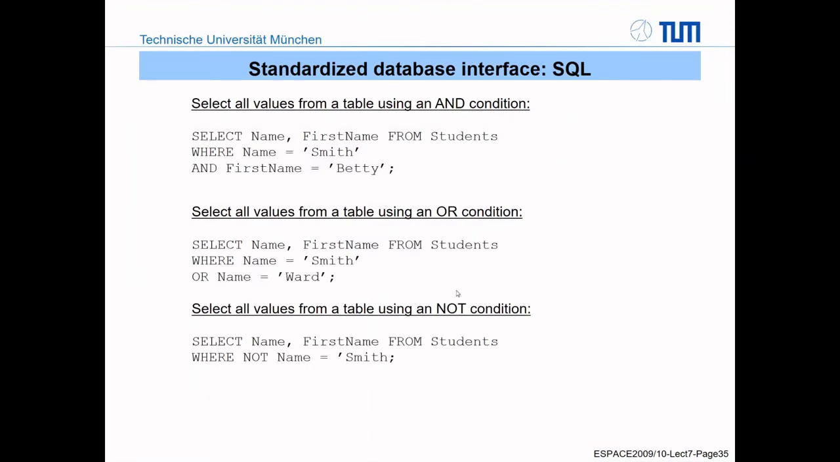If you continue with this, you can also have an AND or an OR combination, as in normal logic, or you can have a NOT combination. So all of the logical operators can be used, so AND, OR, and NOT, of course. So in this case, AND first name is Betty, OR name is Ward, so that you have Smith or Ward available, and here you have not the name Smith, so all other names.